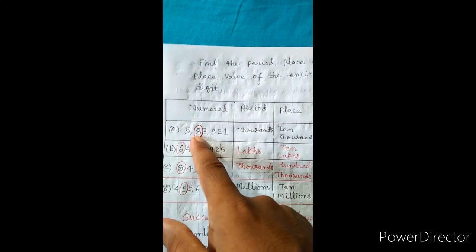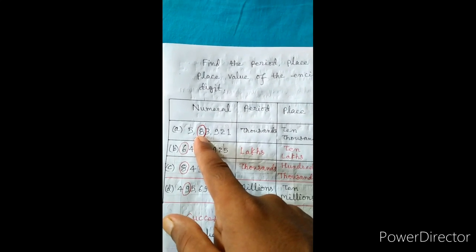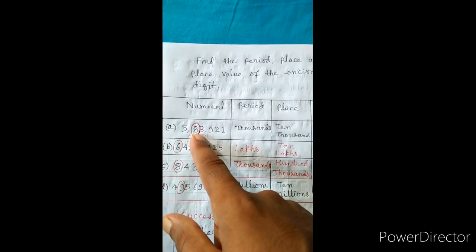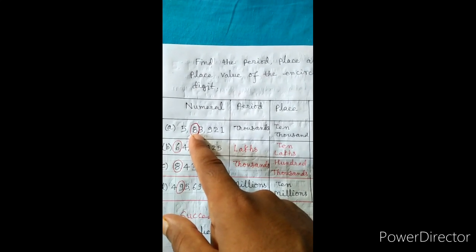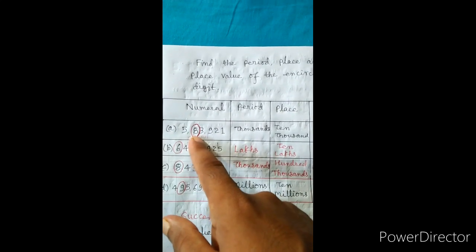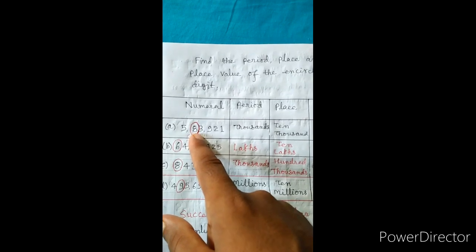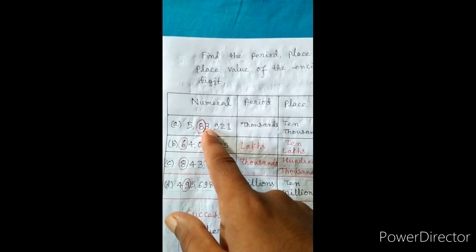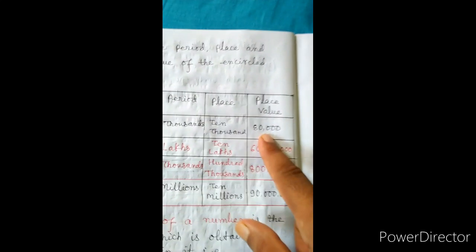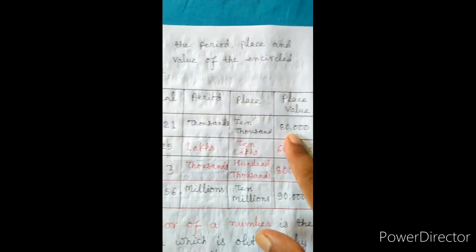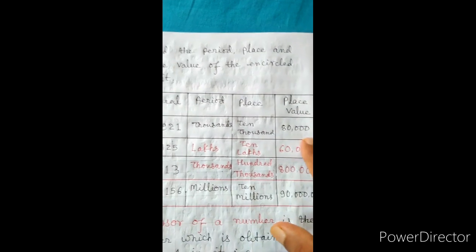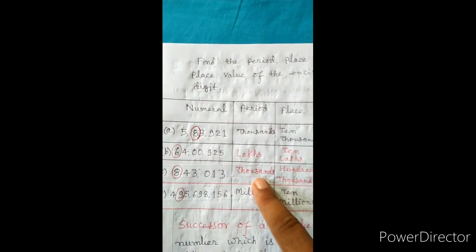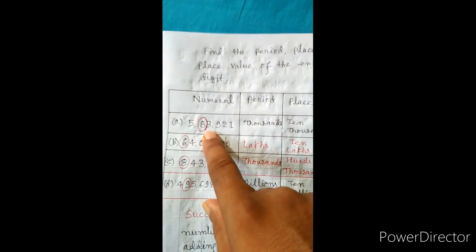It means 8 is its face value, which will be multiplied by its place, that is tens of thousands place, 10,000s. So this 8 will be multiplied by 10,000. Then we have 8 into 10,000, that is 80,000. In this way we get its place value, that is 80,000, and face value remains unchanged. Face value of this 8 is 8 only.